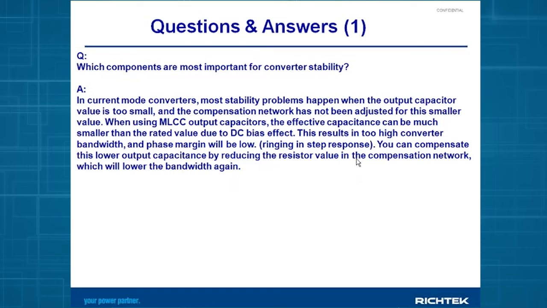I often have questions from customers for this. In current mode converters, you have to realize that stability problems are normally related to the choice of the output capacitor and the compensation network, whether they match or not. As I mentioned, most problems happen when you use the MLCC ceramic output capacitors, but you don't take care of the MLCC bias effect. It means that when you choose a 10 microfarad capacitor, the actual capacitance in your circuit may not be 10 microfarad at all.